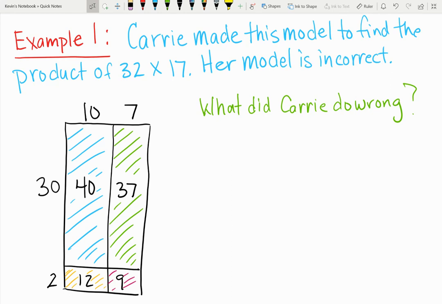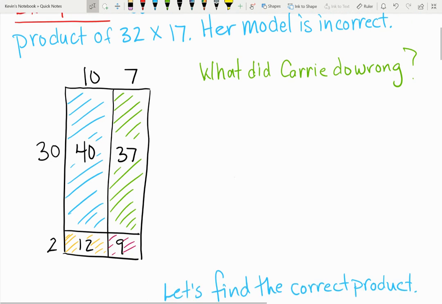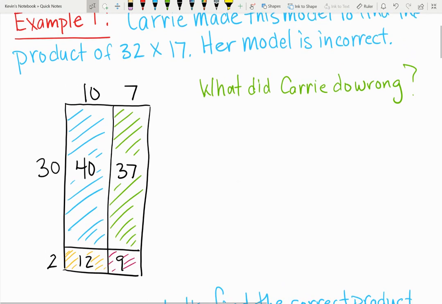So for this problem, we have two factors, 32 times 17, and this was done with the area model and using expanded form to break apart the factors. We took 17, and that is broken up into 10 and 7, and then we took 32, and we did expanded form of 30 and 2.